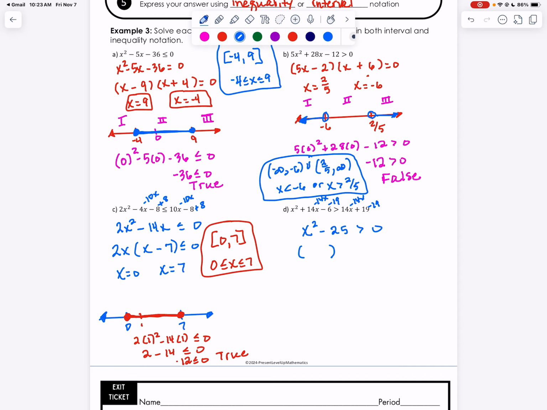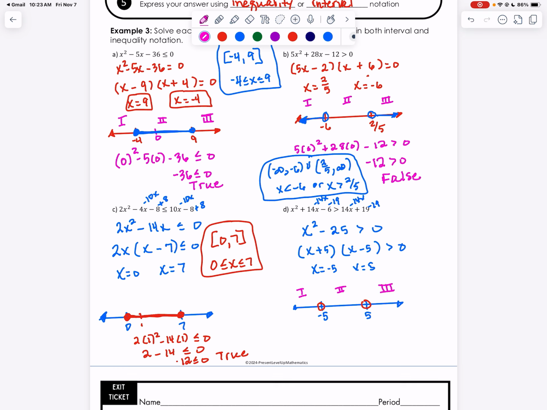And then if you solve that by factoring, you would get x plus 5, x minus 5. So your two zeros are at negative 5 and positive 5. All right, and then hopefully you made your number line. So we have negative 5, positive 5. I would want to use open circles. And then notice we have region 1, region 2, region 3.